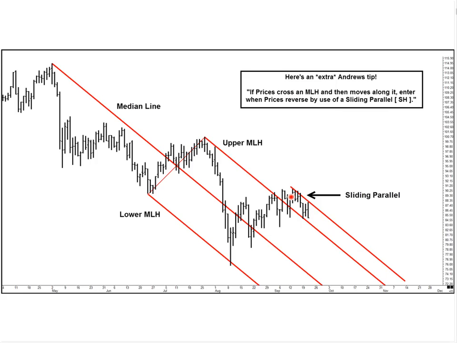Now, at the moment, it's possible that price is going to continue lower, and the way we deal with that is we just assume that this median line has shifted up by this amount. That's why I draw on the sliding parallel. What we want to know is if price has changed trend, so we're using this as a trend detector, and we get more upward movement, we break above the sliding parallel, how do we get in? Andrews gives you the clue right here. Watch what happens.